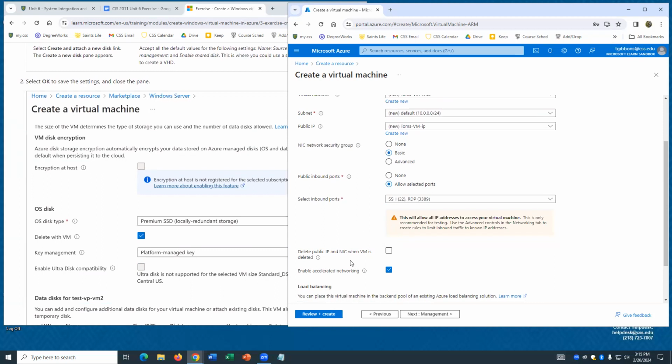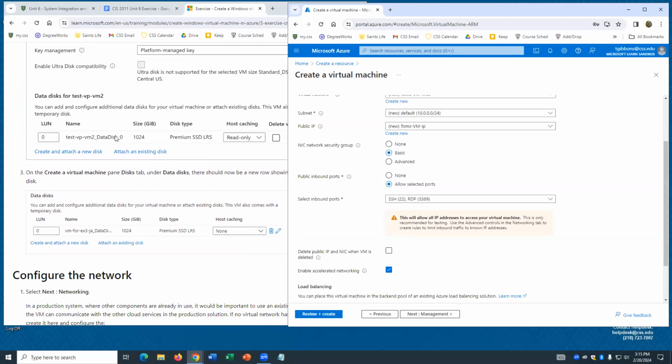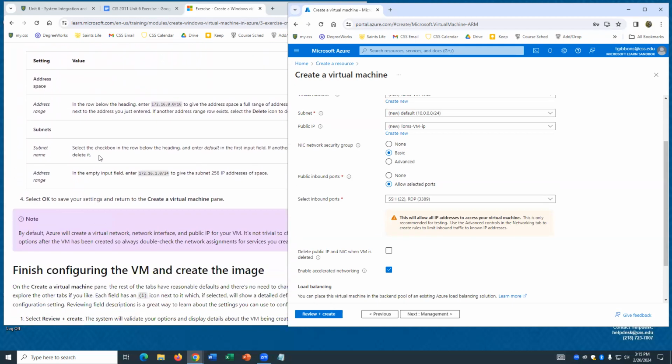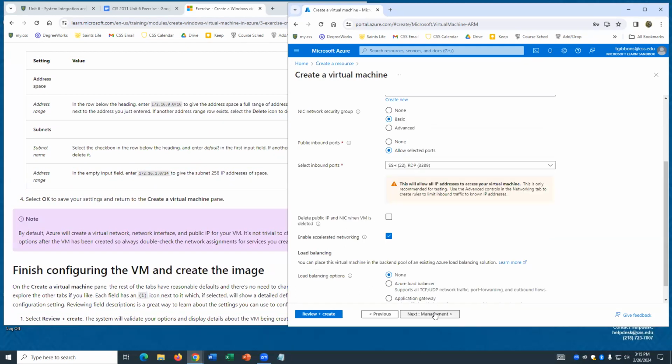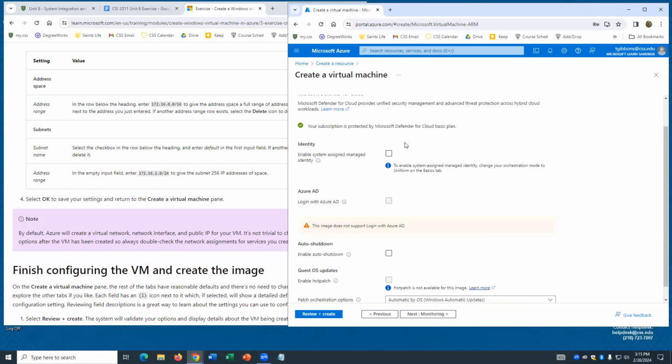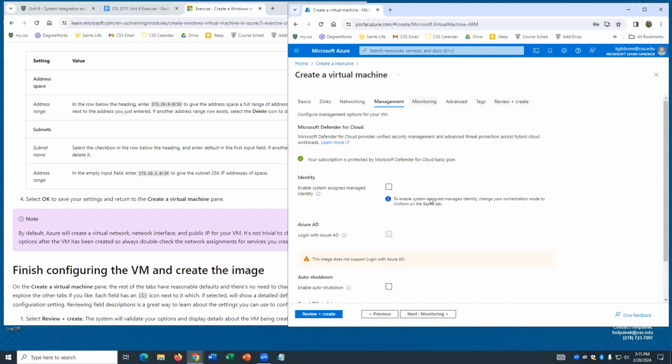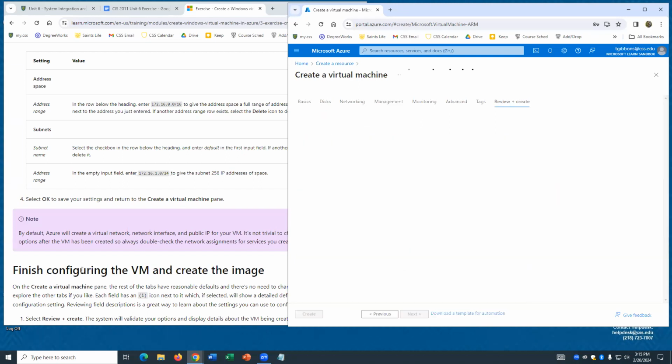Now, I could have actually stopped earlier and just hit review and create, and that's what I usually do after I finish that first screen. But I just wanted to scroll through this because they are talking about some of this configuration stuff too. They're not changing anything here. The management stuff, again, there'll be all these tabs on here. We're just going to accept all the defaults. So at this point, I'm just going to say review and create.